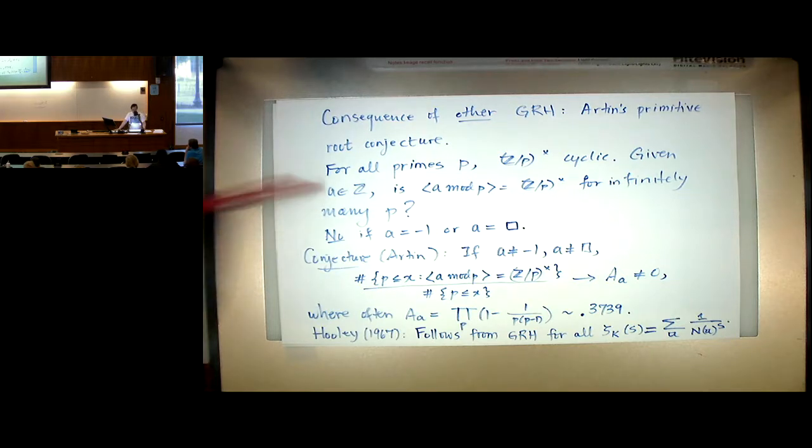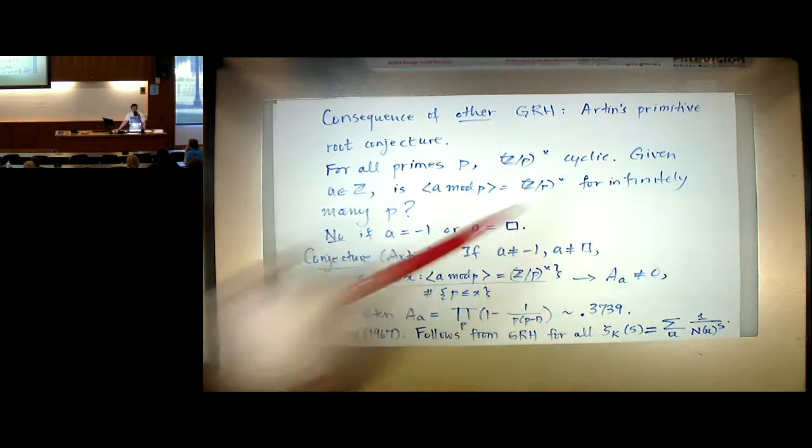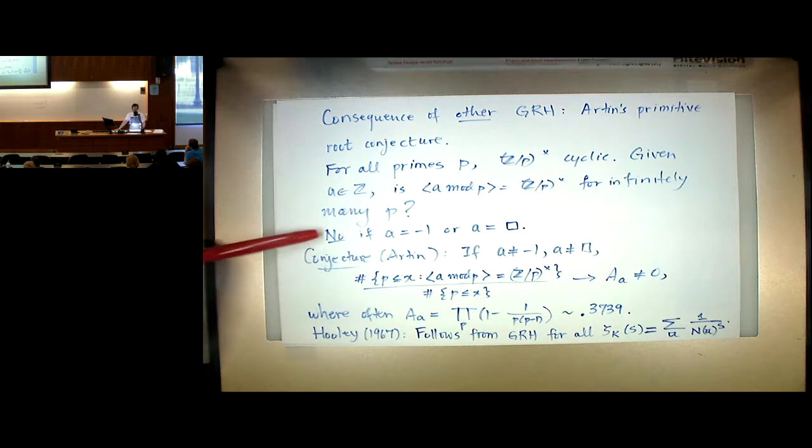So for which integers a might this happen infinitely often, that a is a generator of infinitely many of these groups? It definitely doesn't happen for minus 1. Minus 1 is a generator mod 2, and that's it, because of course it has order 2 for any higher prime. If a is a perfect square, it can't generate the non-zero numbers mod p unless p is 2. A perfect square is never a generator.